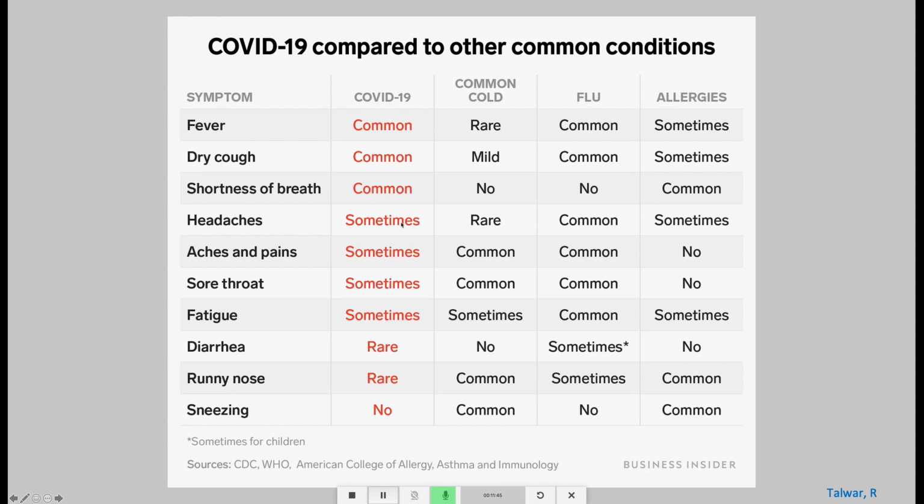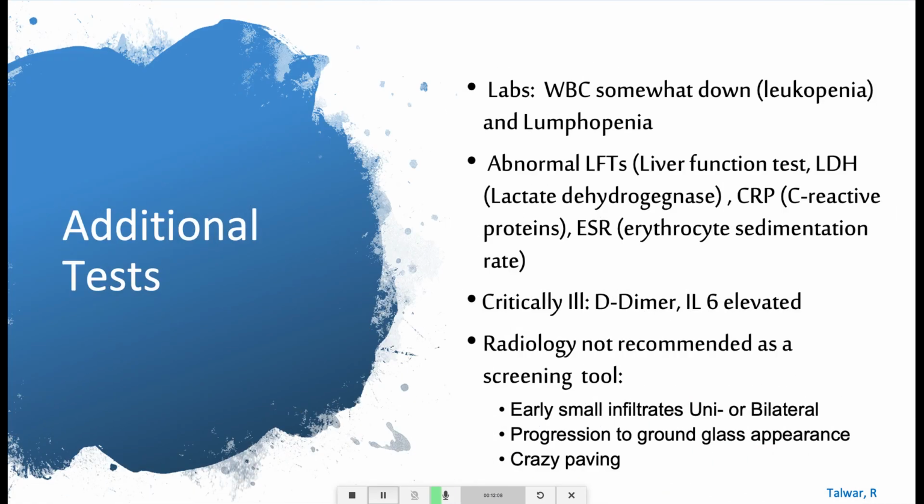Then you've got this chart as well. Sources are from the CDC, from WHO, from American Academy of Allergy, Asthma, and Immunology, also available online. You can see comparison with COVID-19, common cold, flu, and allergies. So take your time and read and look at all of these, but you can see that there's a lot of similarities, so that can be misdiagnosed as well.